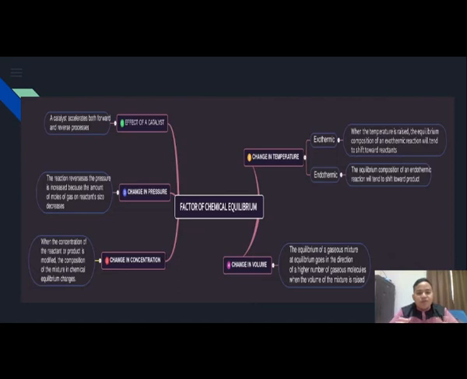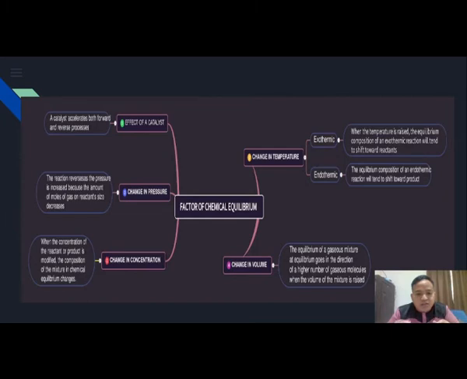Now I want to present about the factors of chemical equilibrium. There are five factors. First is the change in the concentration. When the concentration of the reactant or the product is modified, the composition of the mixture in the chemical equilibrium is changed. For example, the higher the concentration, the faster the chemical equilibrium changes.